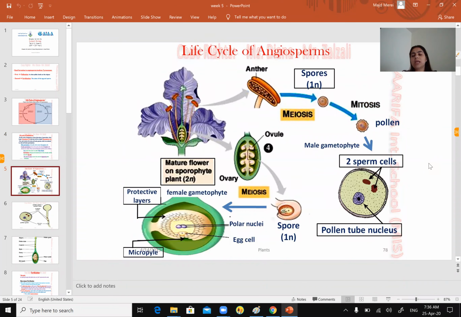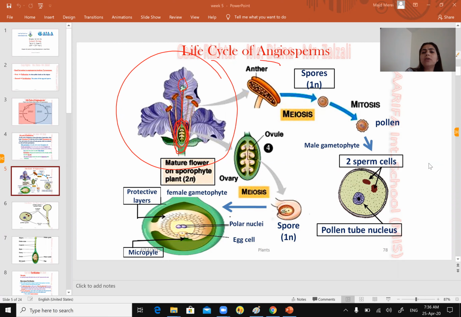This slide here shows the life cycle of angiosperms. Again, let's go through the structure of the flower. We have the female reproductive part, which contains the stigma, where pollen lands, the style, and the ovary. Inside the ovary, there are ovules. Notice in the previous diagram, there was only one ovule. This means that this flower will change into a fruit, and this fruit has only one seed. While here, for example, there are many ovules. So once you cut and open the fruit, you will find different seeds.